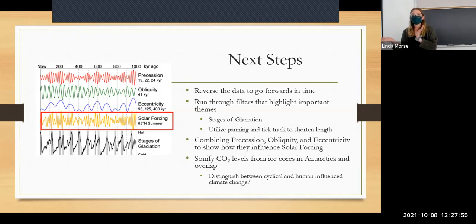And so, sorry, dark view there. I think it would be more important to have the end be now. I don't know exactly how to do that yet, but I'll Google it. And then I wanna run it through filters that highlight the important themes, like see down here, solar forcing lines up with stages of glaciation. Solar forcing and insolation are kind of the same thing. Ask Nick Bellasio more about that, please. So these stages of glaciation, I wanna highlight them somehow with maybe amplitude or maybe a tick track or something like that.